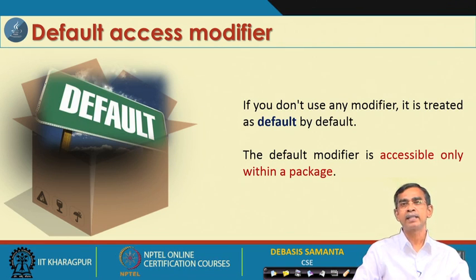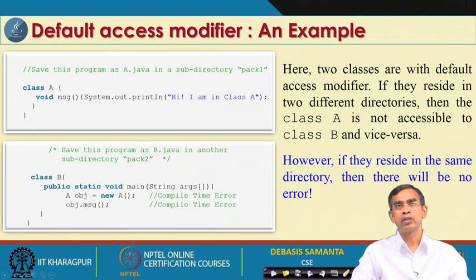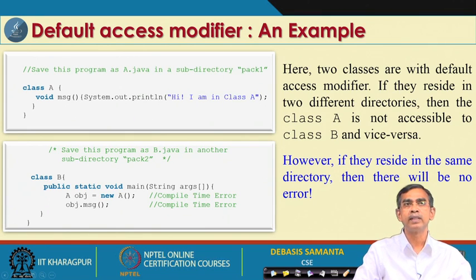Now you can understand that a package is a set of files which belong to a common directory, one directory. Anyway, we are going to discuss the default access specifier. Let us have a quick look at the two class files that we have discussed here.